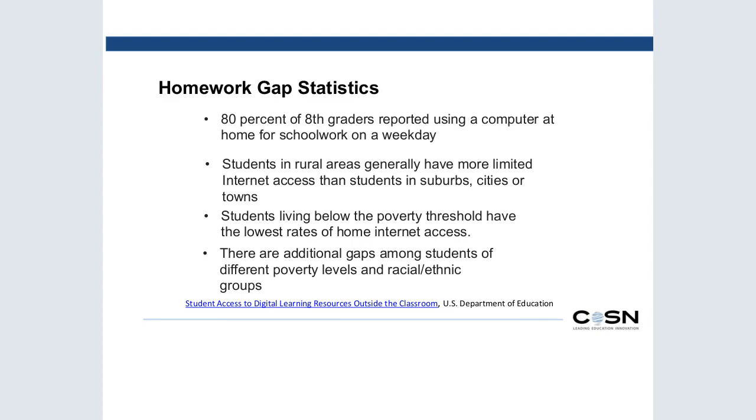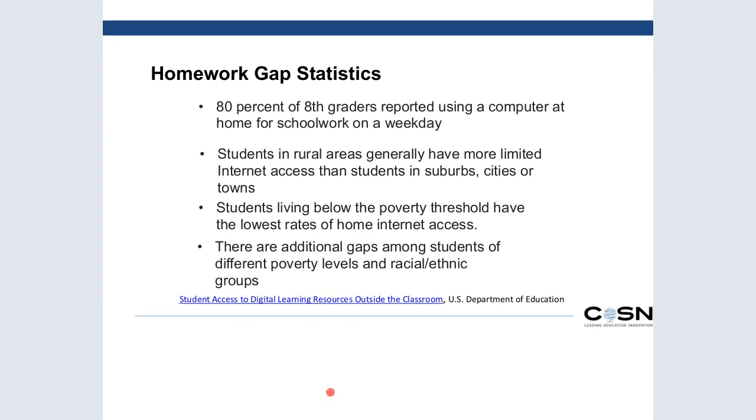First, they found that students in rural areas generally have more limited internet access than students in suburbs, cities, or towns. And they also discovered that students living below the poverty threshold have the lowest rate of internet access, but also that even within the different socioeconomic groups, there are additional gaps among students of different poverty levels and racial ethnic groups. So within any given socioeconomic level, there are going to be gaps between, for instance, white and Asian students and other students of different racial ethnic groups. So this is a problem that is nationwide in lots of different areas and doesn't have any particularly easy solutions.